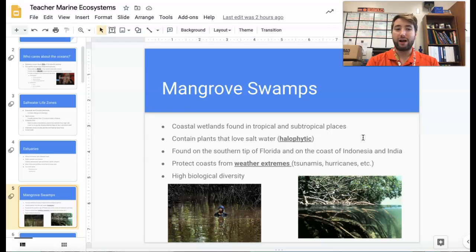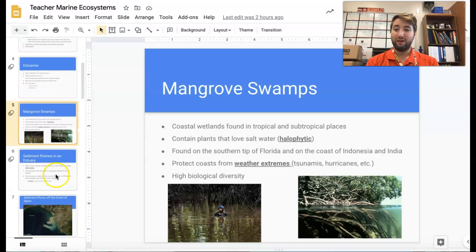And there's also high biological diversity there, because there are tons of species that can hide in the roots in these trees. And there's tons of different species that can spawn here as well, or breed here. This is a guy that's swimming in a mangrove forest. I don't know why you would want to do that, but you know, go for it.